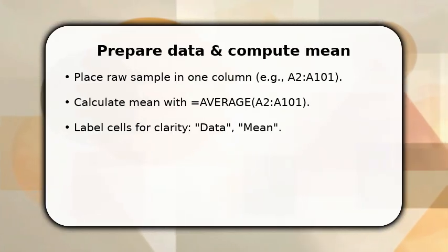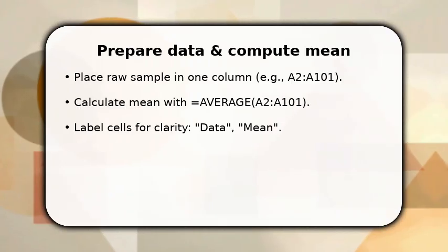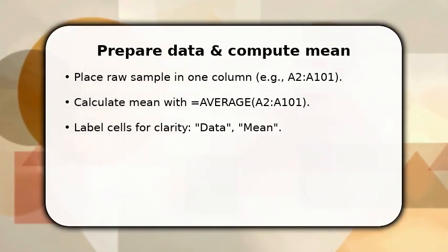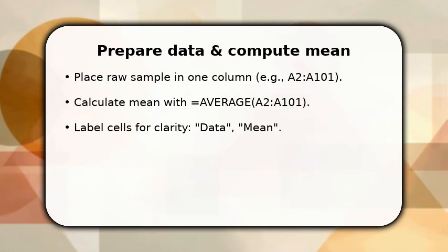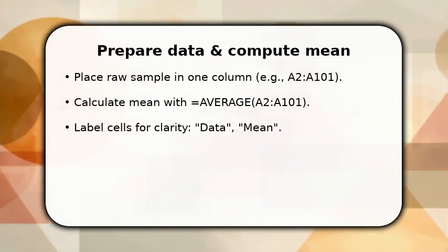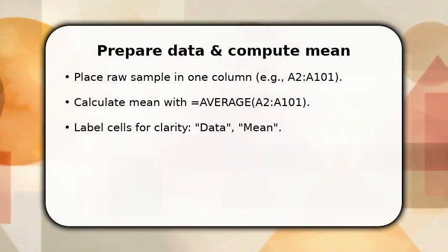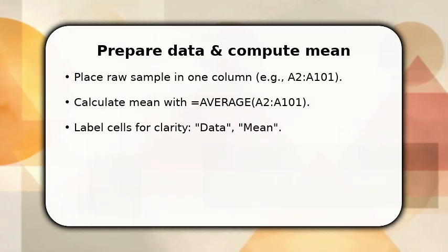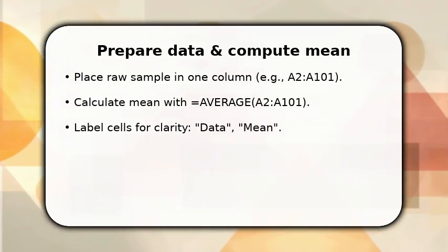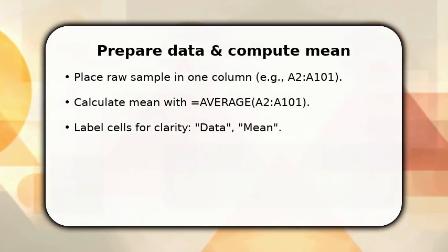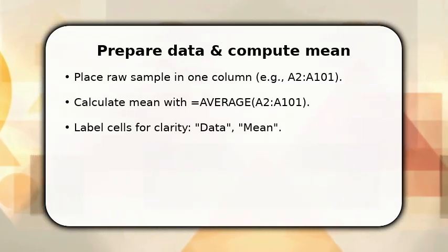You already have your data column. Now compute the central point. In an adjacent cell type equals AVERAGE, range, and hit enter. This gives the mean. Once done, give that cell a clear label so you know it's the mean used for every z-score calculation. Make sure to use the same numeric range and exclude headers. This step matters because the mean centers your distribution. Without a correct mean, your z-scores will be off and comparisons meaningless.